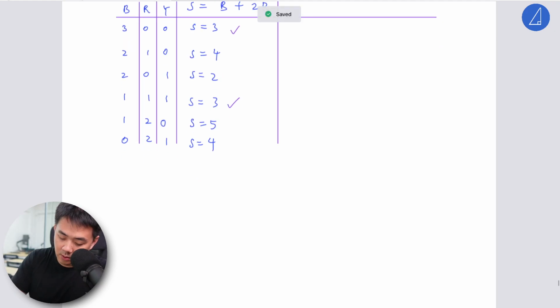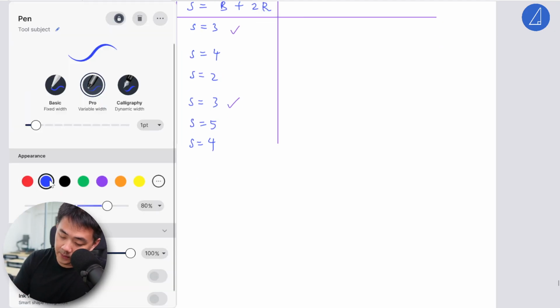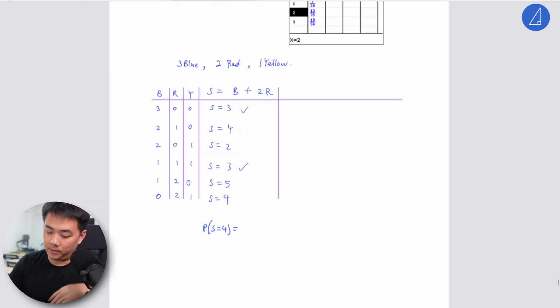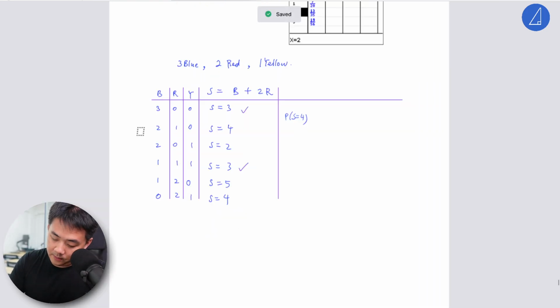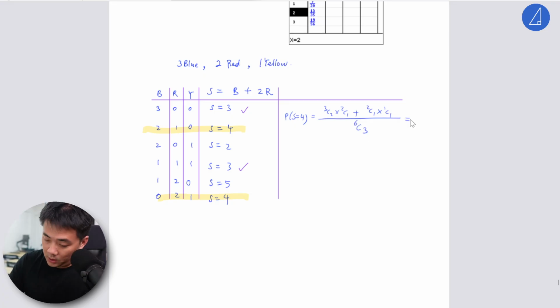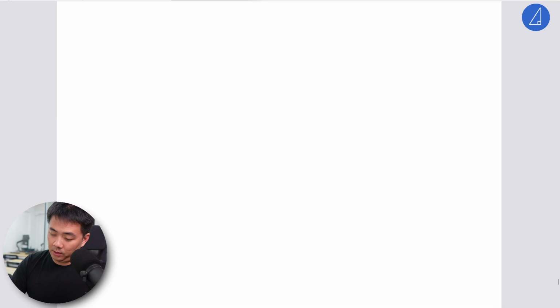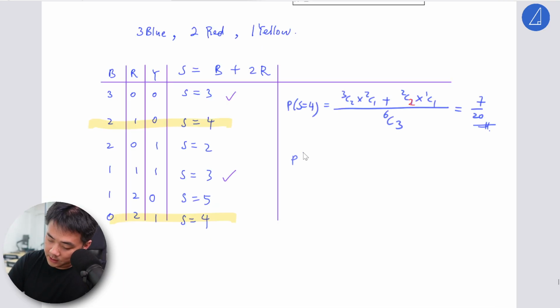So now we need to write down what is P(S equals 4). P(S equals 4) will be this case plus this case. Case number 1 is 3 choose 2 times 2 choose 1. Case number 2 is 2 choose 1 times 1 choose 1 over total of 6 choose 3. Key in calculator. You got another one which is P(S equals 2), and P(S equals 5). I think it's okay.